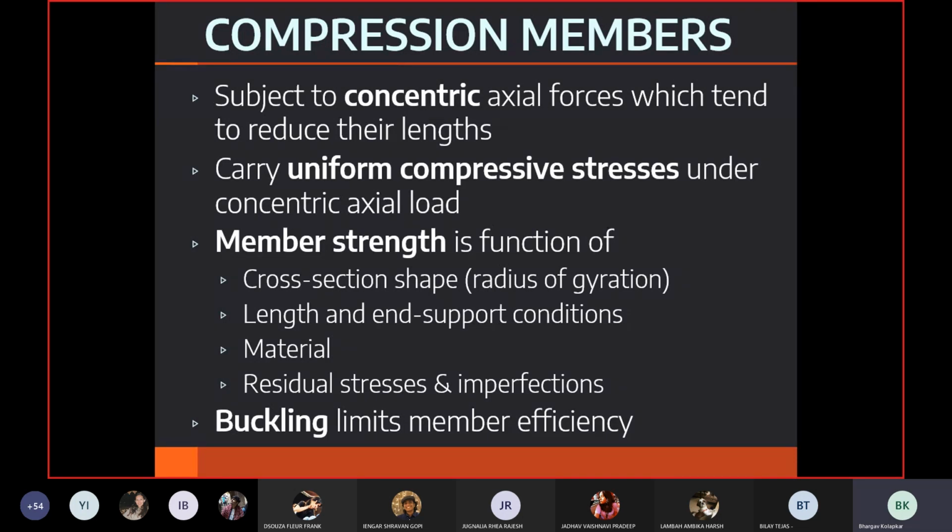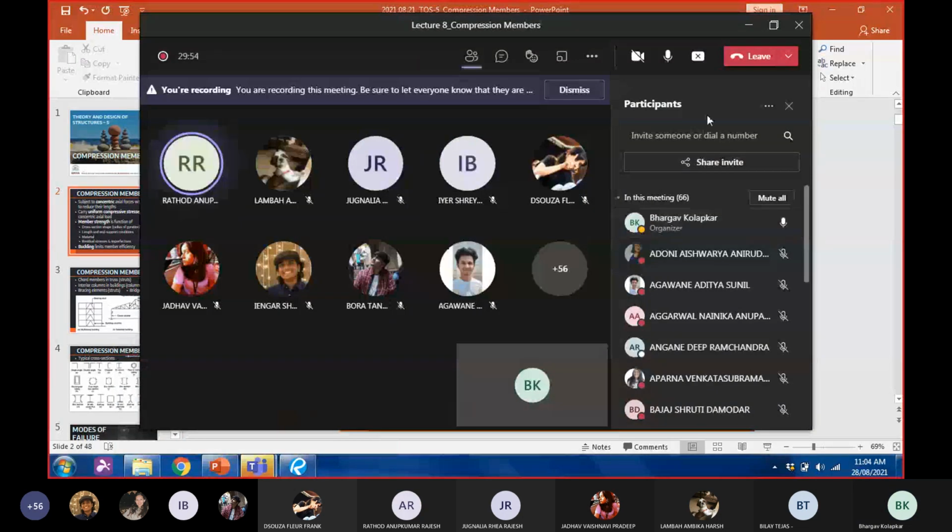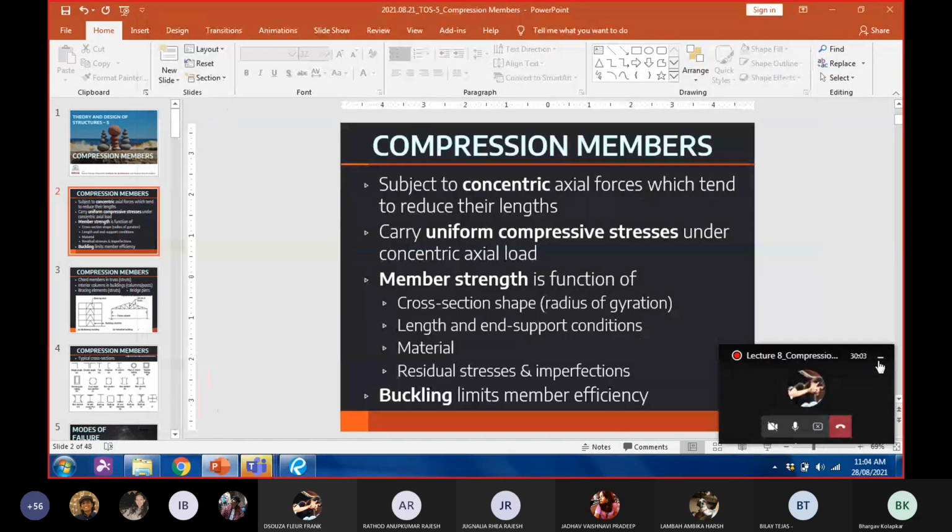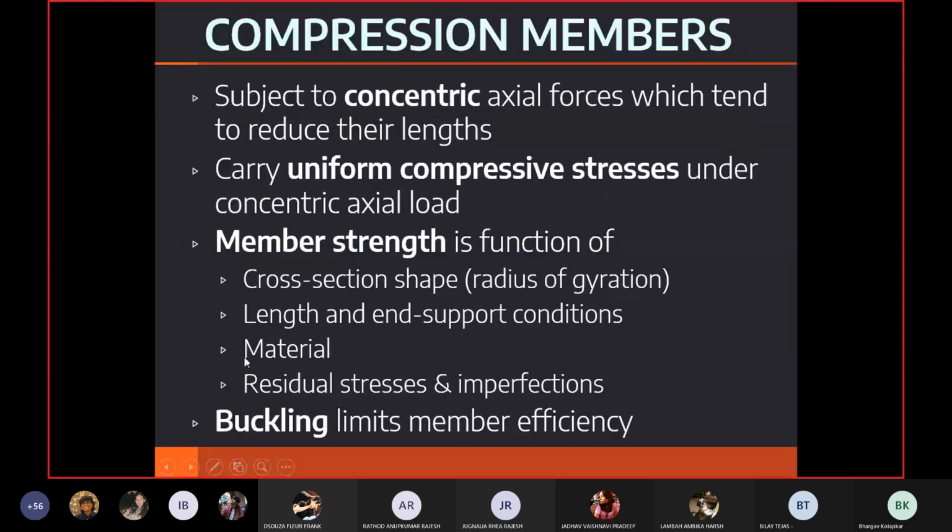Now, obviously, the properties of the material are going to affect the strength. And the last set of factors, which we did not again have in tension members, are residual stress and various imperfections. Now, we are not going to get into what residual stress is, what imperfections are, but just to name a few imperfections.